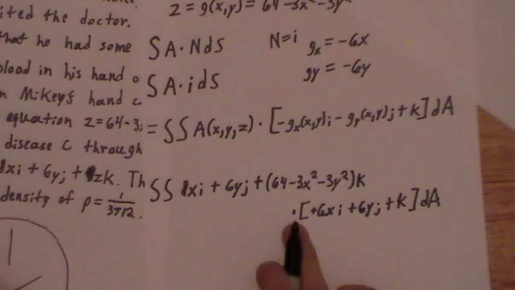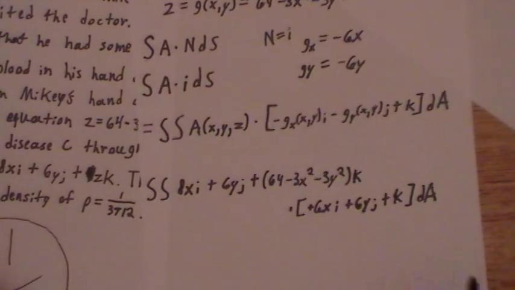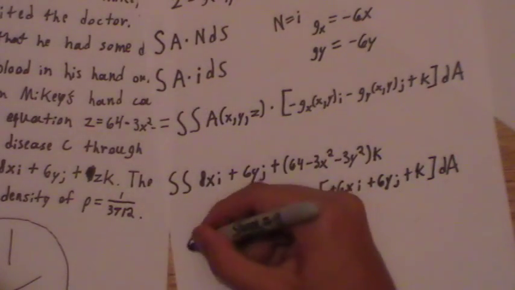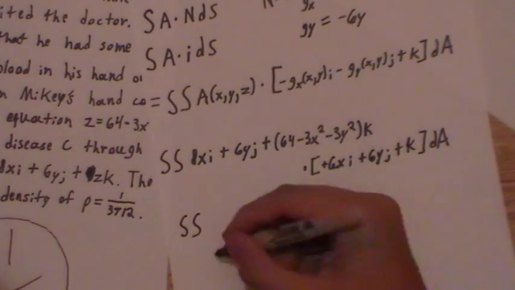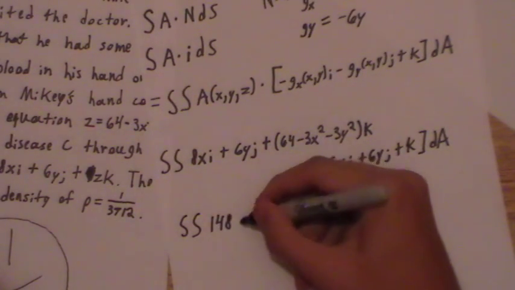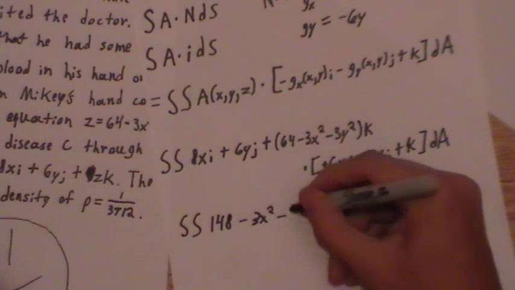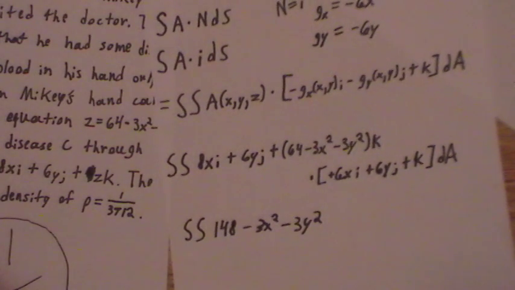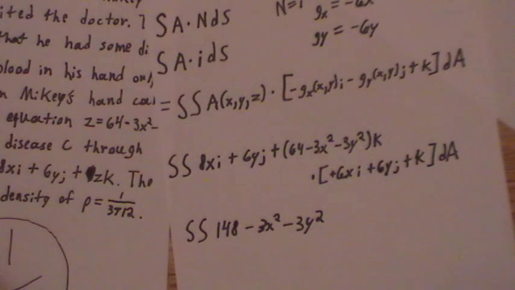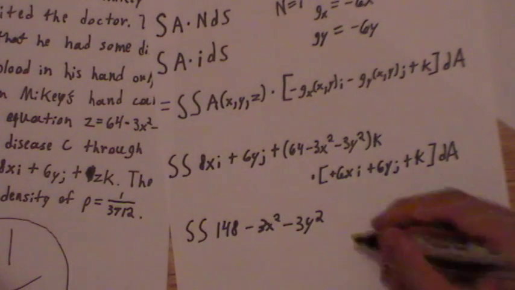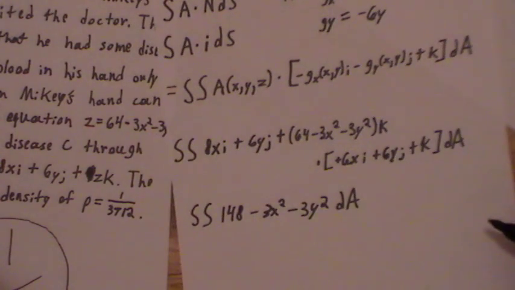Alright, so now this is just a simple matter of dotting these two together. And that should give us the double integral of 148 minus 3x squared minus 3y squared. Simple enough, right? Okay. Don't forget your dA.